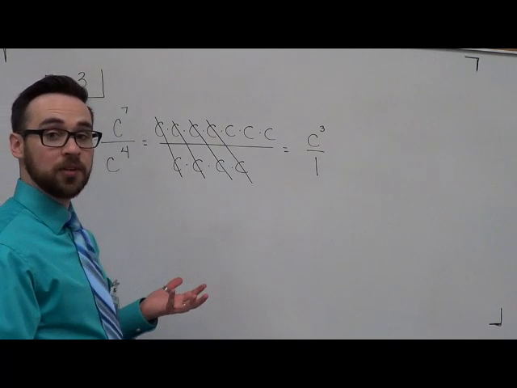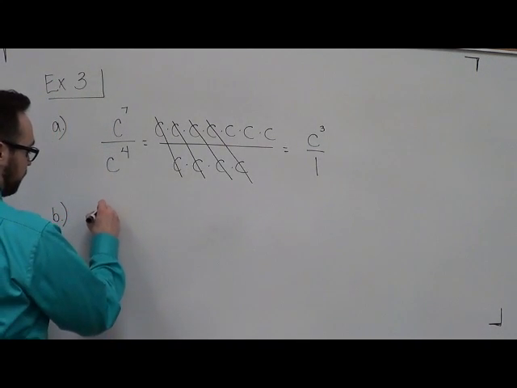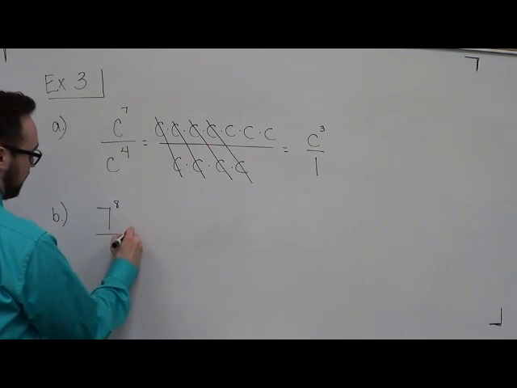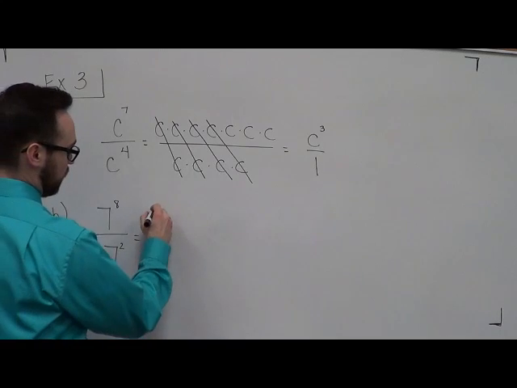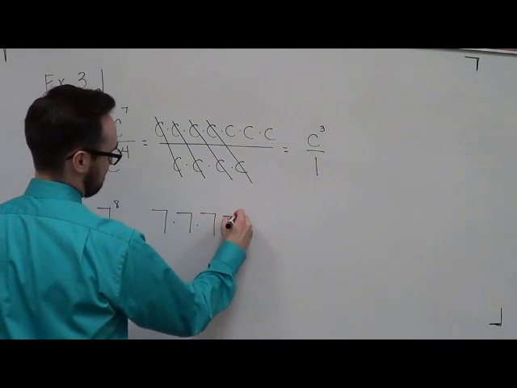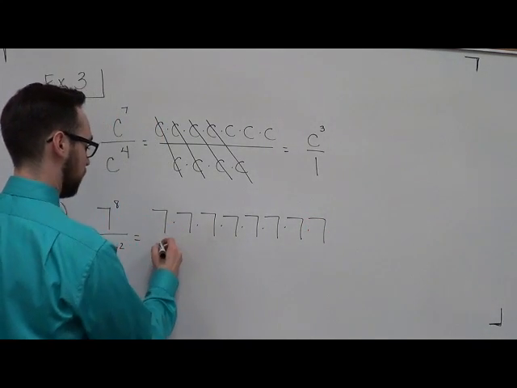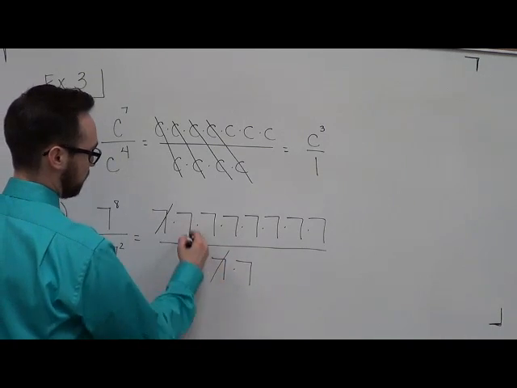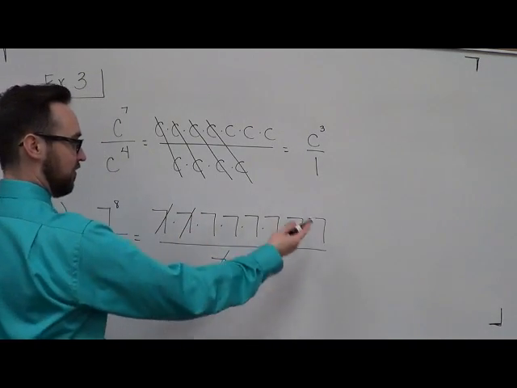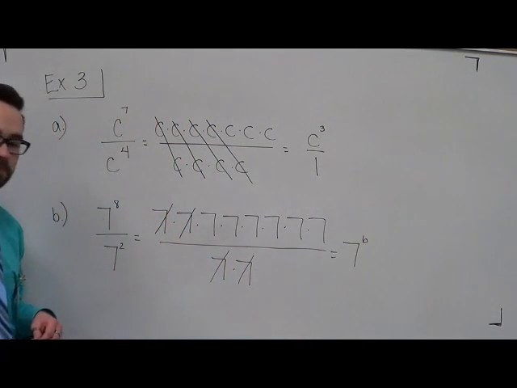So let's do another one. And again, this could be with numbers as well. So I could say 7 to the 8th over 7 squared. Well, we cancel 1 from the top, 1 from the bottom, and we're left with 6 left over. So we have 7 to the 6th.